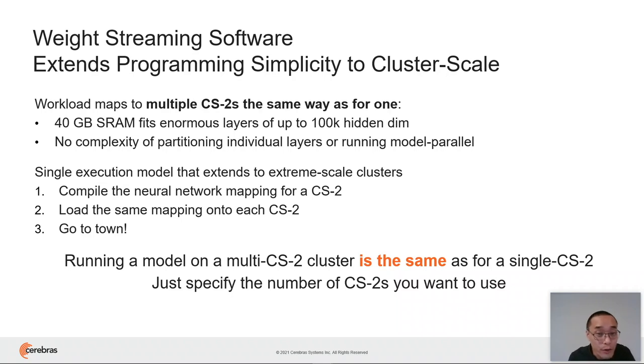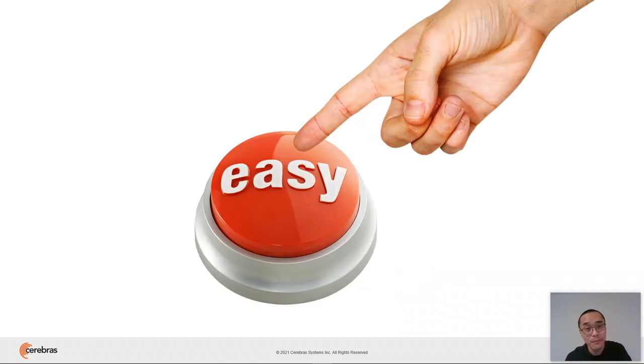You just compile the neural network mapping for a single CS2. It's the same compile no matter the number of systems. You load that mapping onto each CS2 identically, and you go to town. It's really that easy.